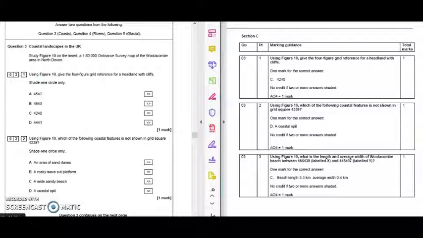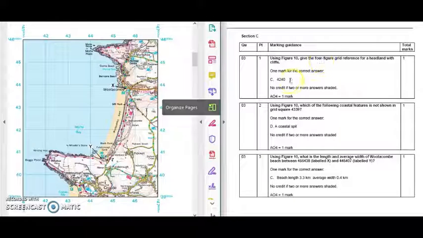3.1. Using figure 10, give the four-figure grid reference for the headland with the cliffs. Shade one of the circles in only. So the answer is 4240.